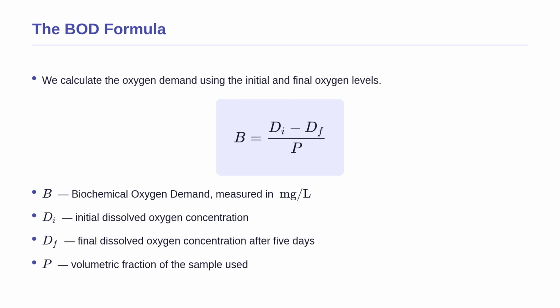Finally, P represents the volumetric fraction of the sample used, which is the volume of the actual wastewater divided by the total volume of the diluted mixture. If the initial oxygen is very high and the final oxygen is very low, the numerator becomes large, indicating a high oxygen demand and therefore high pollution.